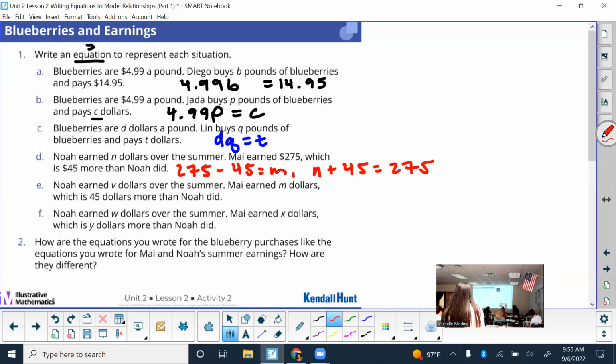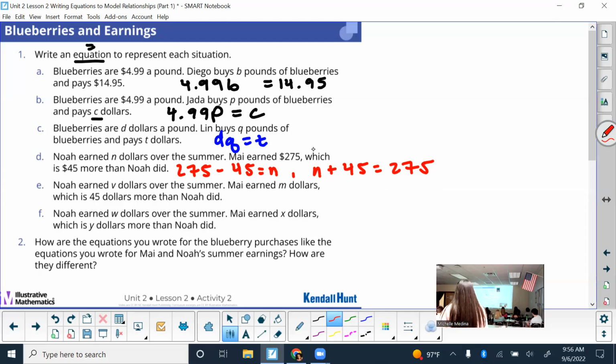Hold on. Sorry. In this first one, should it be equal to N or M? Okay, sorry, I must have misheard. That's why I was thrown off. All right, so 275 minus 45 equals N. That would tell me how much Noah made. This one, N plus 45 equals 275. It's kind of like adding 45 to each side. It still makes it equal. These are equivalent equations. Questions on D?